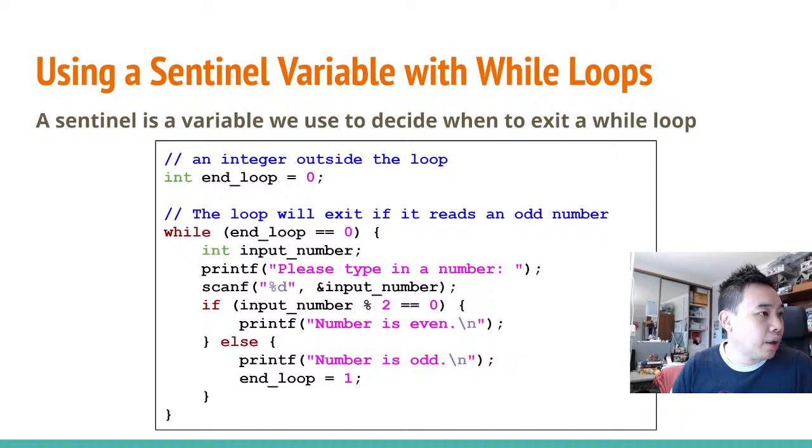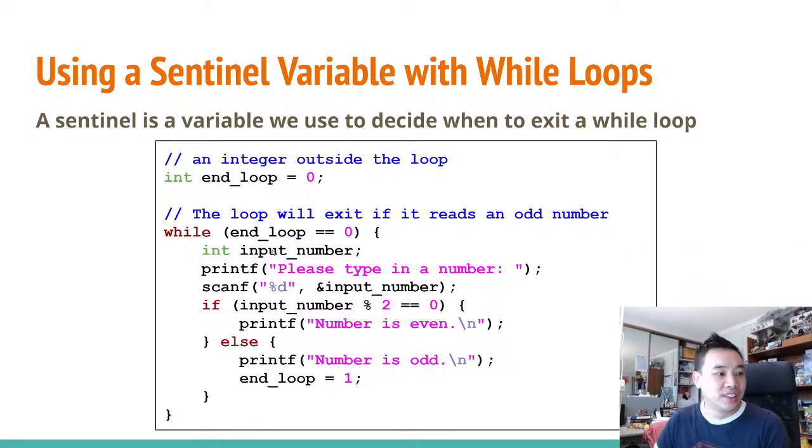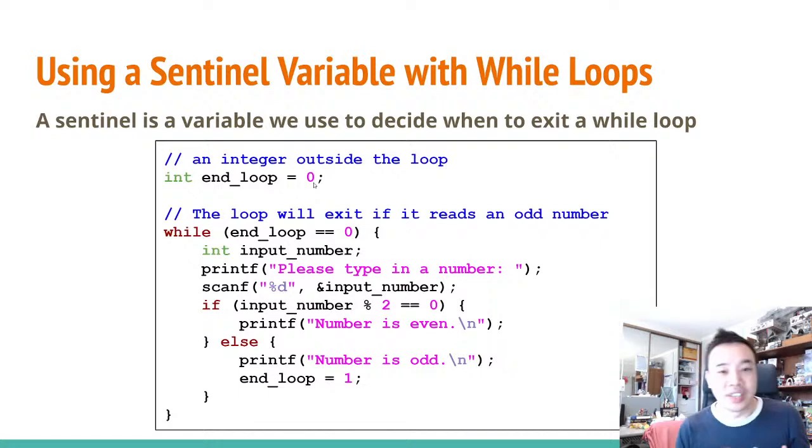Another type of while loop that I will show you has what we could think of as an exit condition, something that says when a certain thing happens, this is the point where we would exit the loop. So I'm going to have a variable called end loop. I'm going to think of this variable as a true/false variable, something that can be 0 or 1. If end loop is 0, then I'm saying don't end the loop.